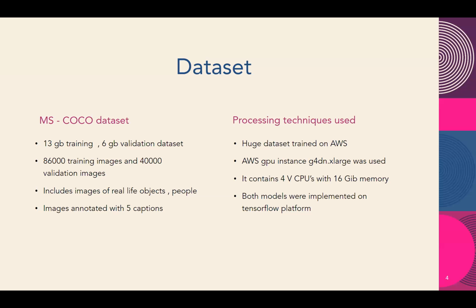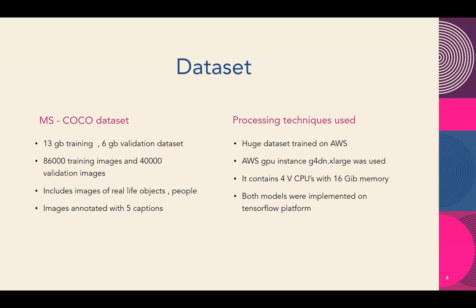Let's see what was the dataset used. MS COCO dataset was used, MS COCO version 2014. This dataset consisted of 13 GB of training images and 6 GB of validation images. To give an insight, it accounts to almost 86,000 training images and 40,000 validation images.